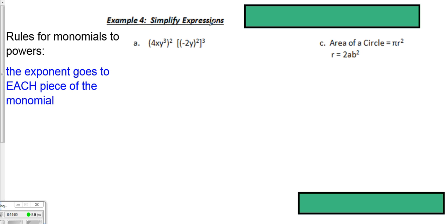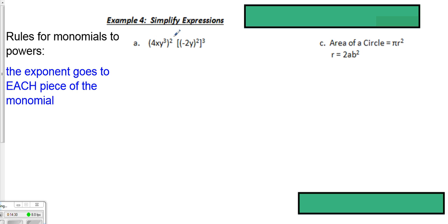Example 4, we're looking at simplifying expressions. So rules for monomials to a power. In the previous examples, we were looking at just one number to a power. Now we're looking at a whole monomial to a power. So one thing you need to note is that each piece of that exponent goes to this power. So this exponent 2 gets applied to each of these pieces, this y cubed, this x, and this 4.